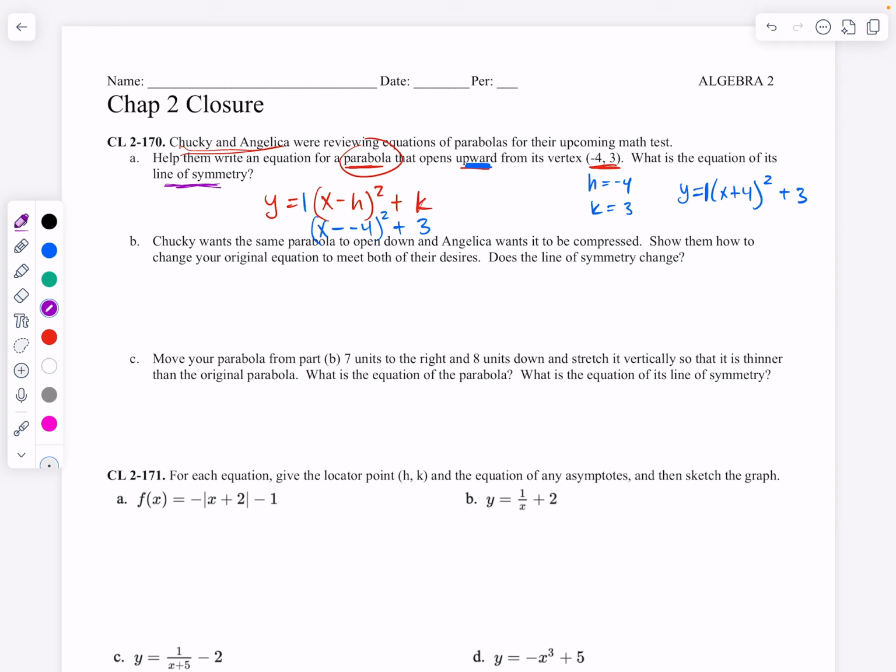So for any parabola, if I draw a parabola like over here, the line of symmetry always goes right down the center of it. And if this is (h, k), the line of symmetry is always going to be equal to the x coordinate of the vertex. So the line of symmetry for this is going to be at x equals -4. That will be the line of symmetry for that parabola.